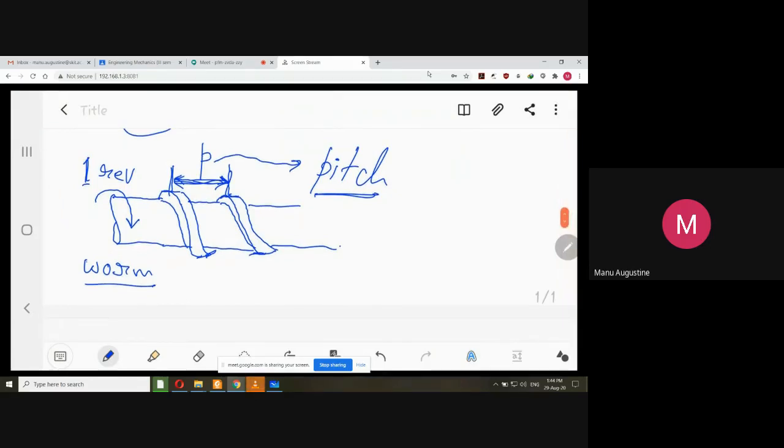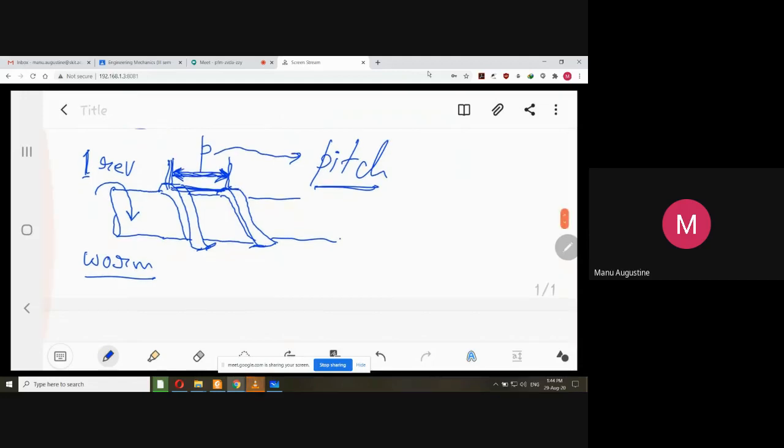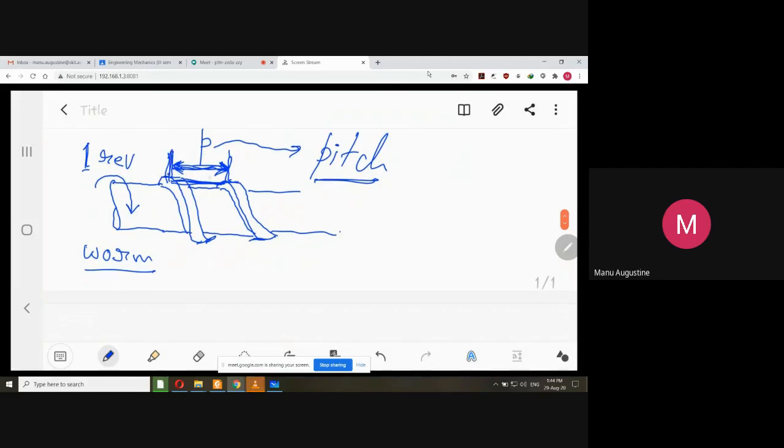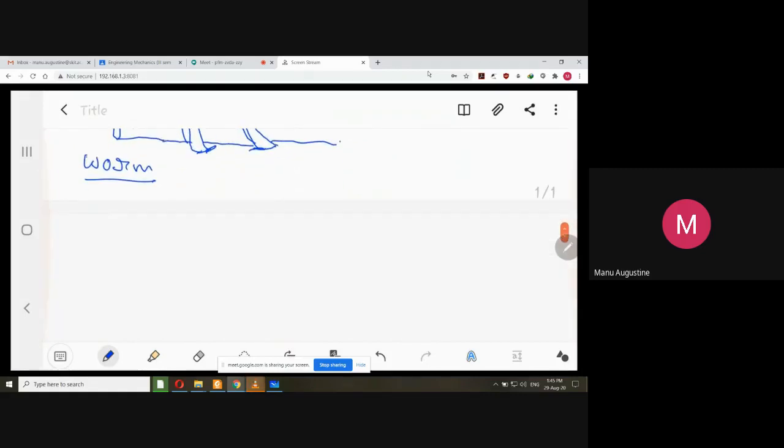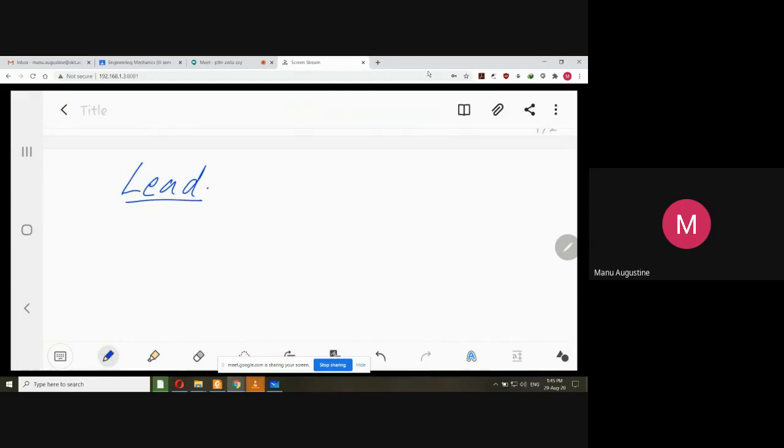Sometimes, for the sake of simplicity, the pitch of a thread is also defined as the horizontal distance between two adjacent threads. Okay, so this is the definition of a pitch: the horizontal distance between two adjacent singular threads of the screw. Now there is another thing called the lead. Lead is actually the thing that I defined earlier.